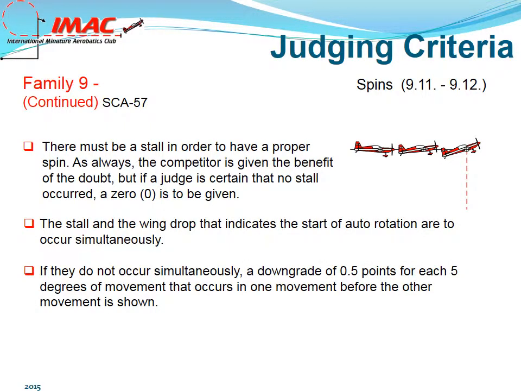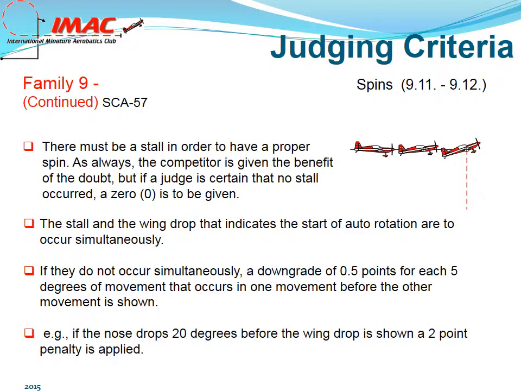If they do not occur simultaneously, a downgrade of a half a point for each 5 degrees of movement that occurs in one movement before the other movement is shown. In other words, if the nose drops 20 degrees before the wing drop is shown, a 2-point deduction is to be applied.